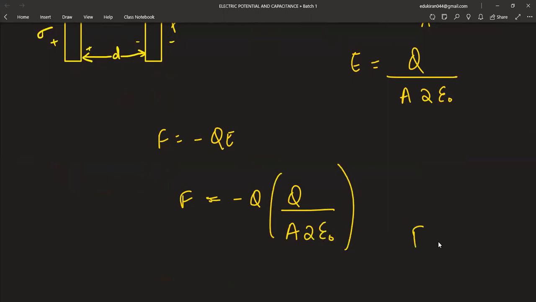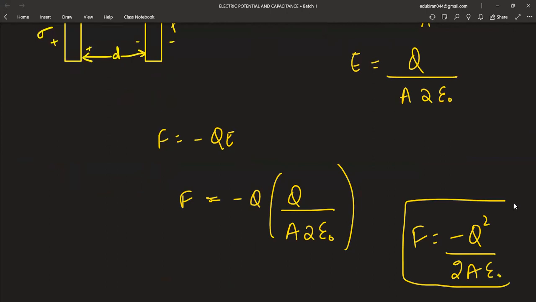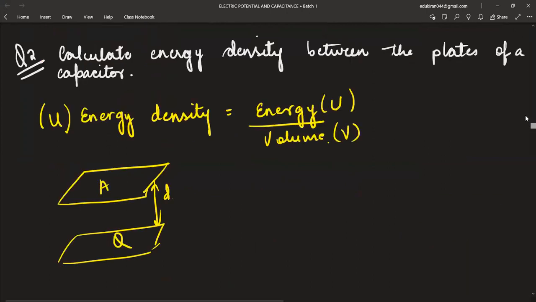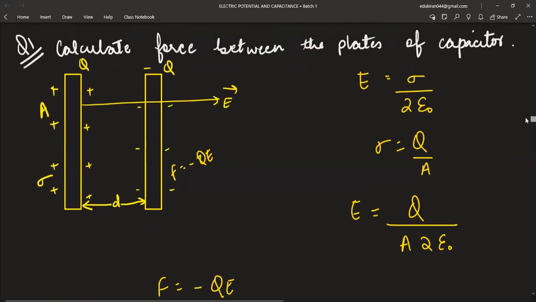So what would be the formula of force? Minus Q square by 2A epsilon naught. Now class, this is a derivation which we have done in the form of a question. One more derivation we'll see in the form of a question. First write down this.